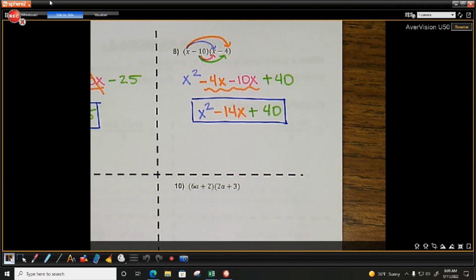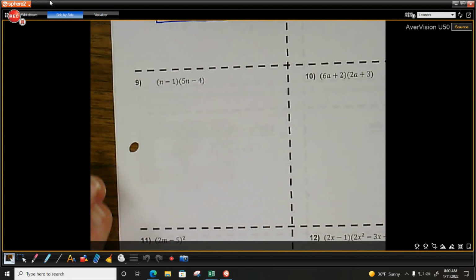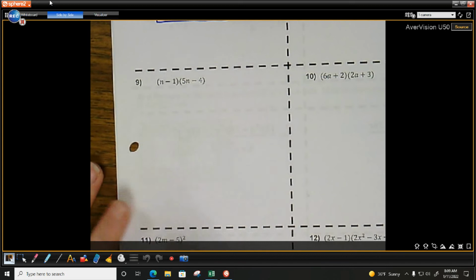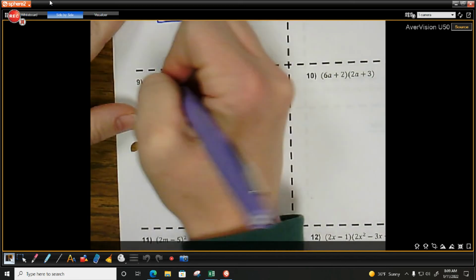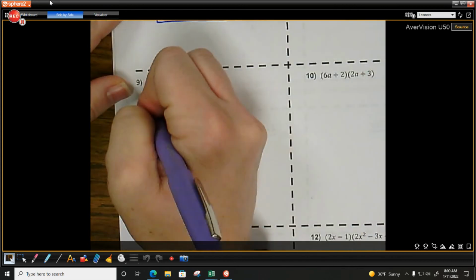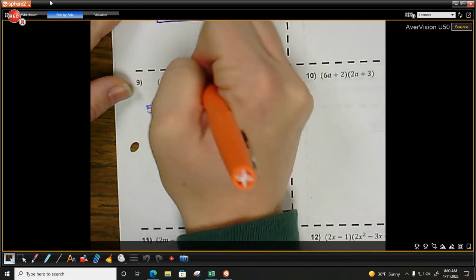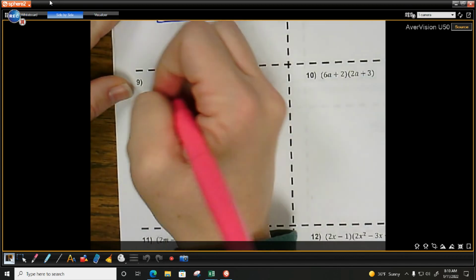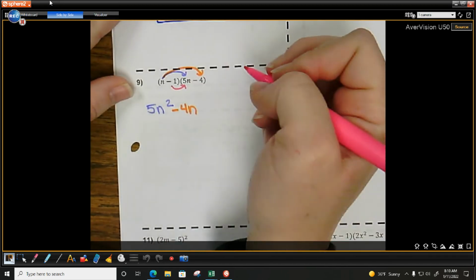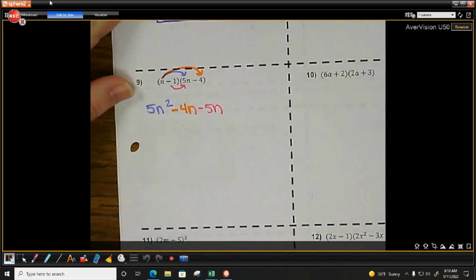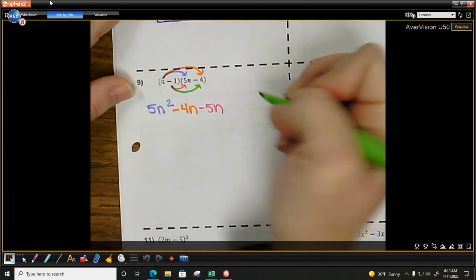Next one. How many terms? Times 2. So I need to distribute 2 times 2, which is 4 times. So what's n times 5n? 5n squared. What's n times negative 4? Negative 4n. What's negative 1 times 5n? Negative 5n. And what's negative 1 times negative 4? Plus 4.